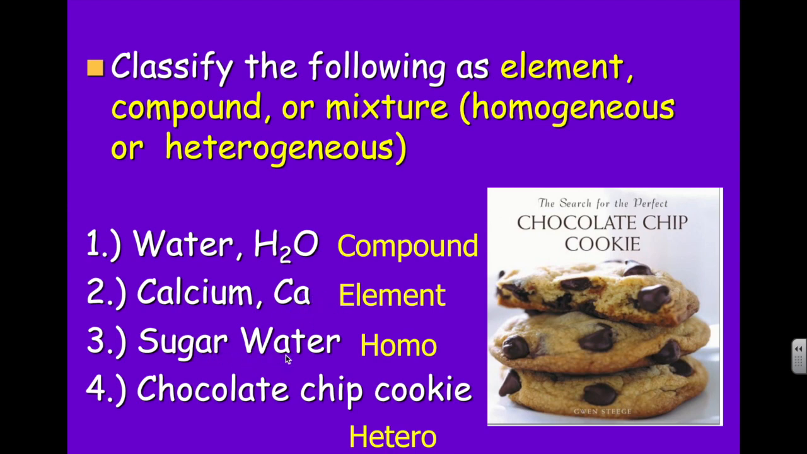Now, sugar water is going to be an element or compound mixed together in an even fashion to where you can't see it. And a heterogeneous solution or a mixture is like a chocolate chip cookie, where you can see the difference between the chocolate chips and the actual cookie.